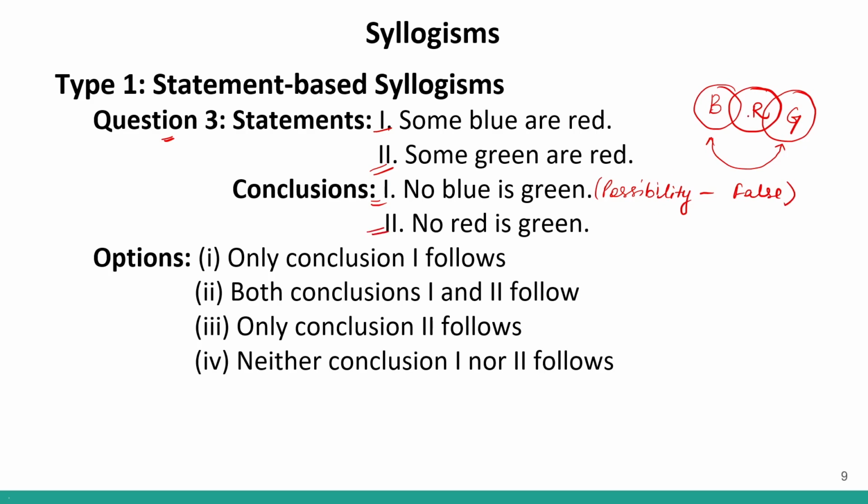So over here, no red is green. Again, I can see overlapping between red and green. Clearly, there is overlapping between red and green. So this is also a clearly false statement. So I would say that neither conclusion 1 nor conclusion 2 follows, which is given in option number 4. So option number 4 will be my answer to this question. Clear?